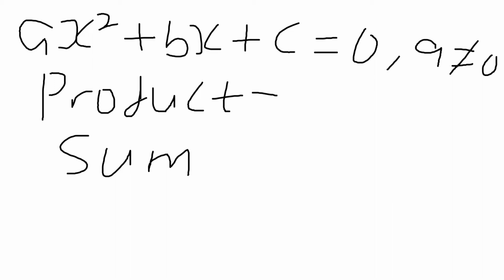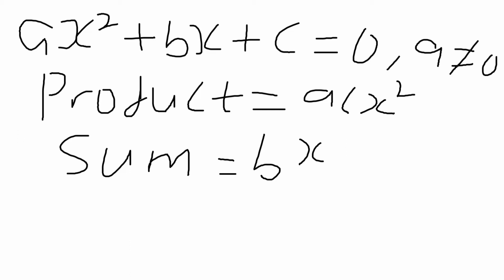Now, from the general equation that we can see above, ax squared plus bx plus c is the general form of a quadratic equation. So our product is ac x squared, and our sum is bx. So let us see how this applies to some questions.